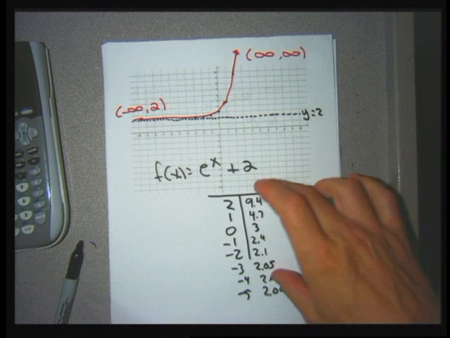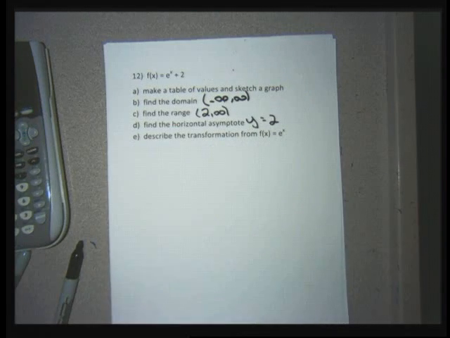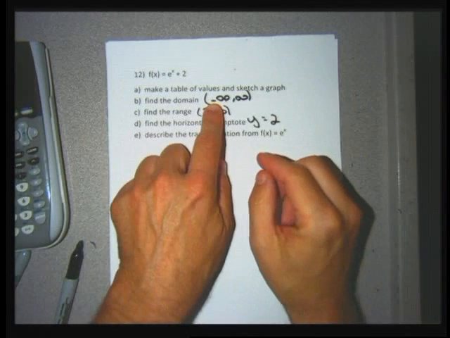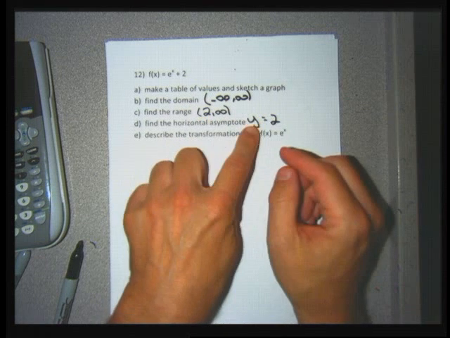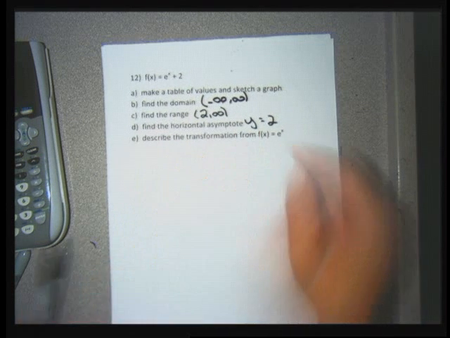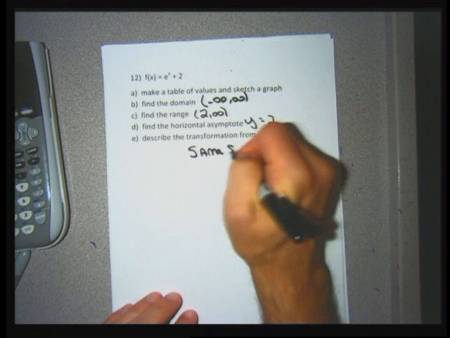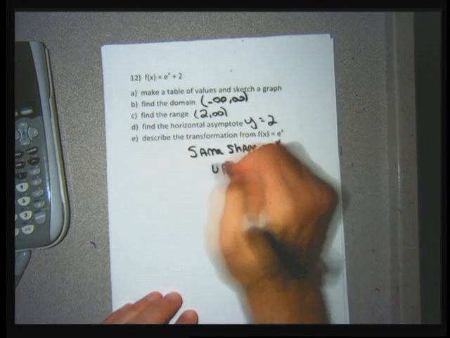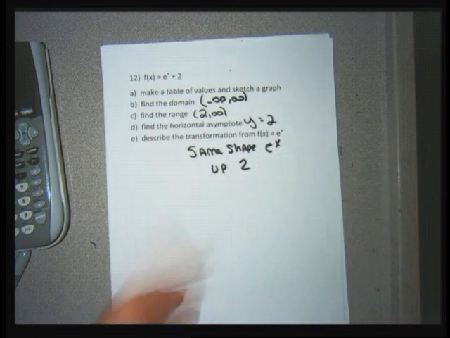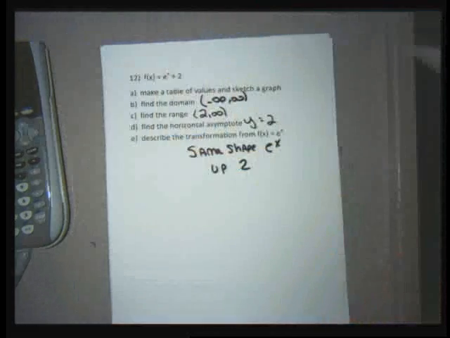I made my table of values, stole them from my calculator. I'm content doing that. And answering the questions, the domain is still negative to positive infinity, but the range starts at 2, and the horizontal asymptote is at 2. And this explanation: this graph has the same shape as e to the x, but it's shifted up 2. Or I just wrote up 2. That kind of implies shifted up 2. That would be a completely adequate answer for all the parts of number 12.